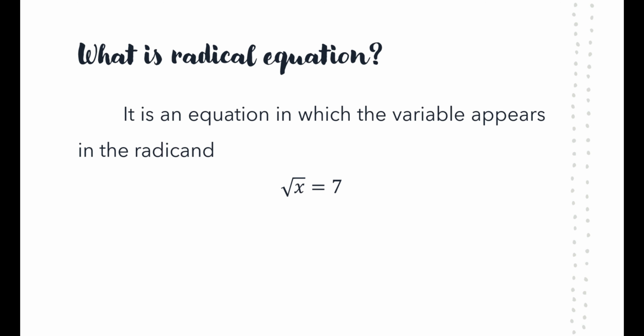It is an example of a radical equation because under the radical sign is the radicand x, which is an unknown variable. Another example, square root of x plus 2 equals 3. It is also an example of a radical equation because there is a variable x that appears in the radicand. And lastly, square root of 2x minus 3 equals square root of x plus 5. Again, this is an example of a radical equation because there is a variable x both in the left side and in the right side of the equation.